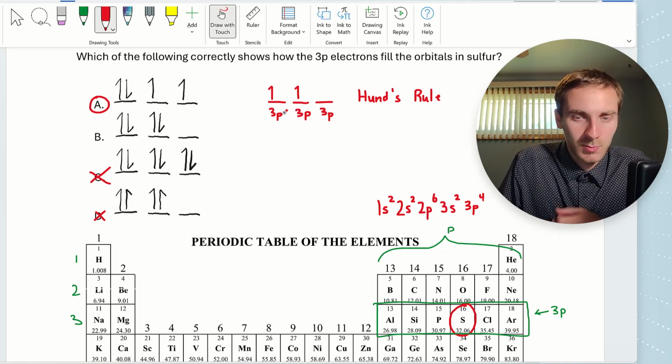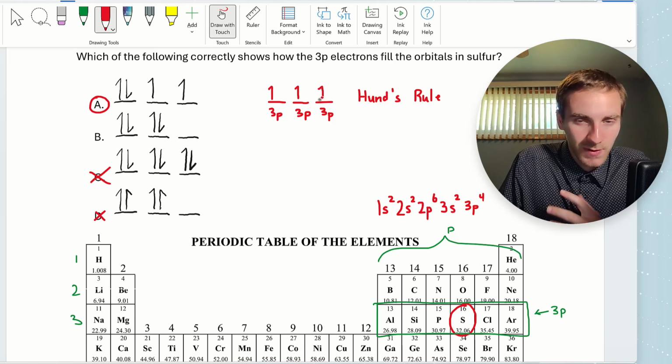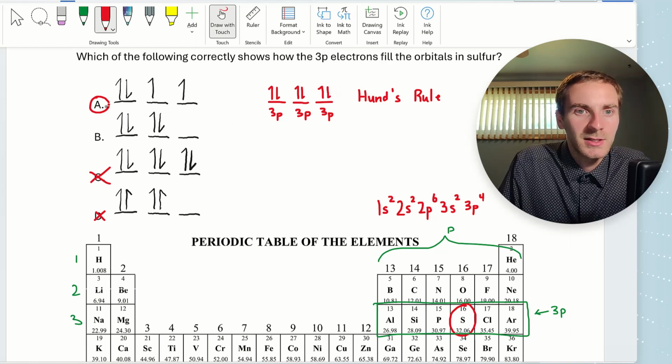So when you're filling 3p orbitals, you're going to put your first electron in the first orbital, and then your second electron in the second orbital with the same spin, third electron in the third orbital with the same spin. And then if you have a fourth electron, as we do in sulfur, then you'll start pairing up with opposite spins. If you had 5, it would look like this, and if you had 6, it would look like that. So A is the correct answer. It's never going to look like B because they don't start pairing up until all three of the p orbitals have at least one electron in them.